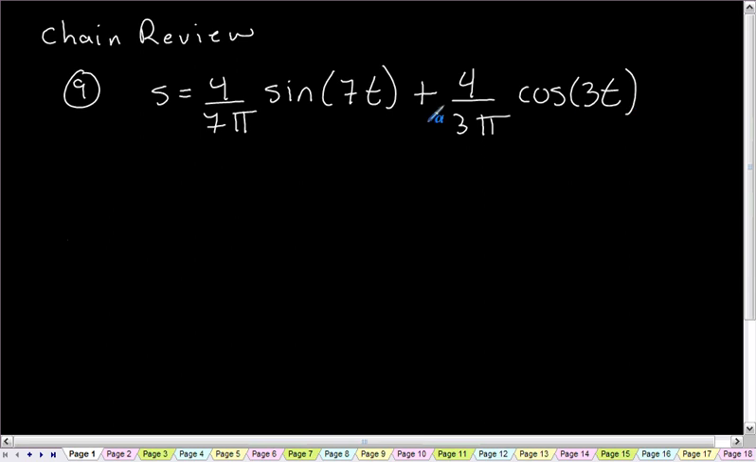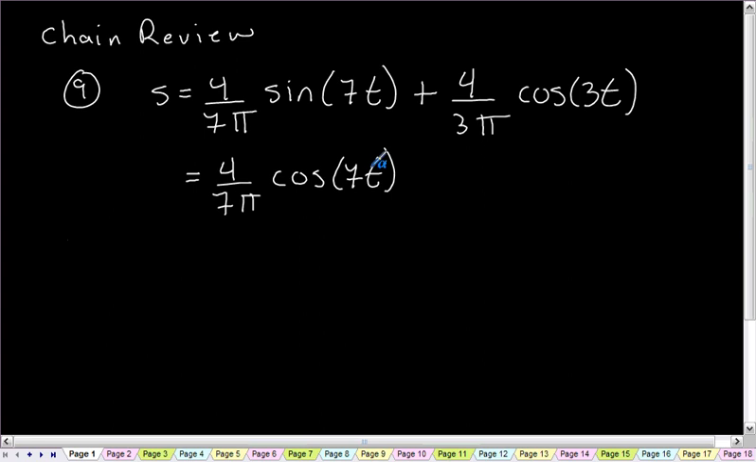Because they're separated by addition, I can just take the derivative of this and take the derivative of that and then add them together. The numbers in the front, I can just keep the same. That's just a constant. And then I have to take the derivative of sine. The derivative of the outside, the derivative of sine, is cosine, and then we keep the inside the same.